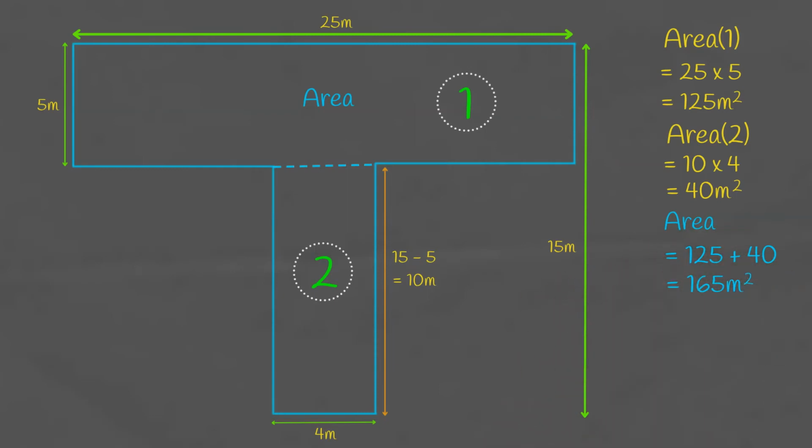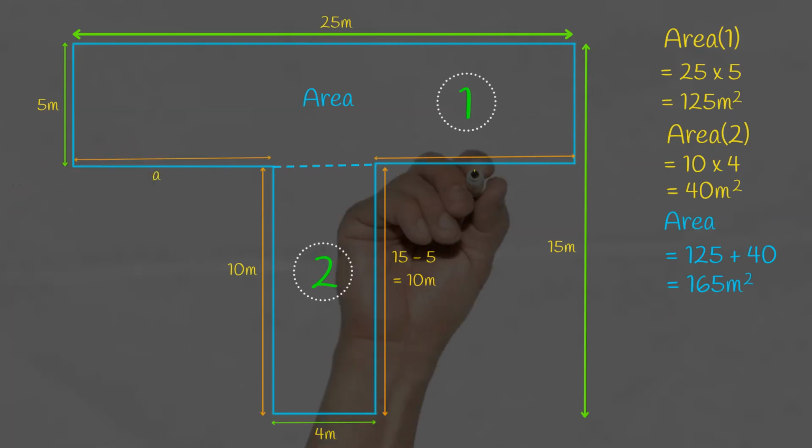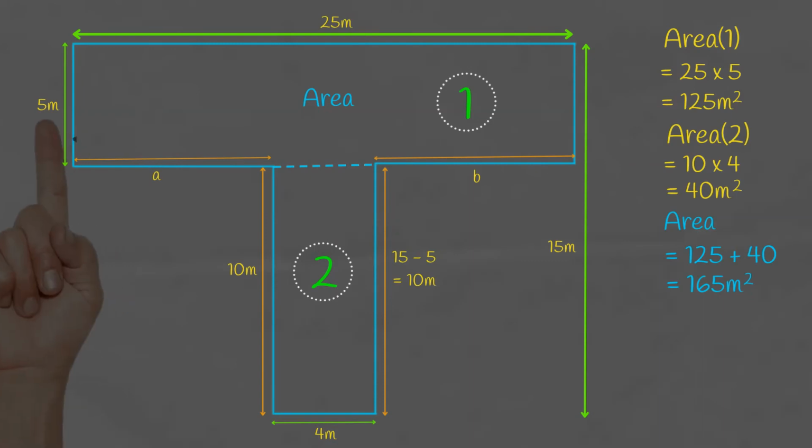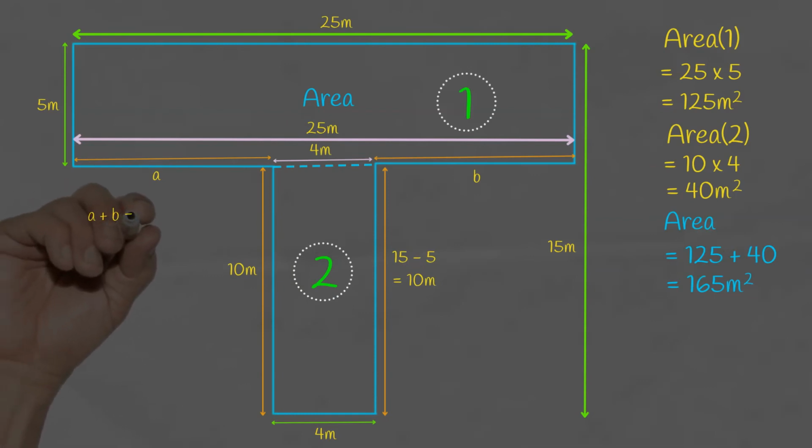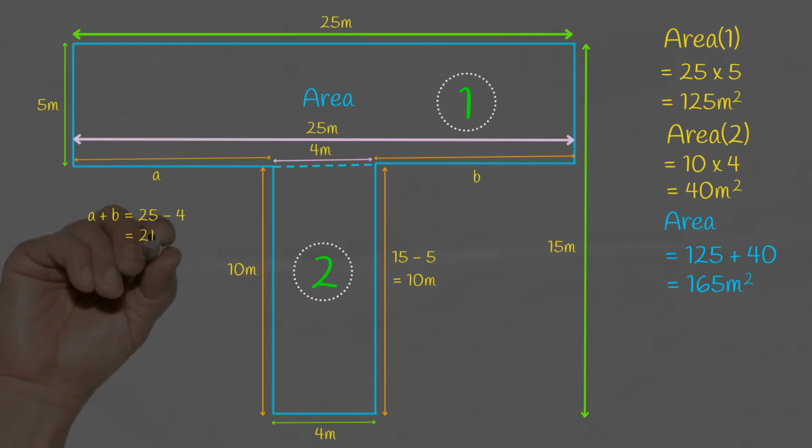And finally, to work out the perimeter, we need to know the length of every side. Now, we know the length of this side is 10 metres, but we don't know the length of these two sides. For now, we'll just label them A and B. Now, we know this length is 25 metres, and we know this length is 4 metres. Therefore, A plus B must equal 25 minus 4. So A plus B is equal to 21 metres.